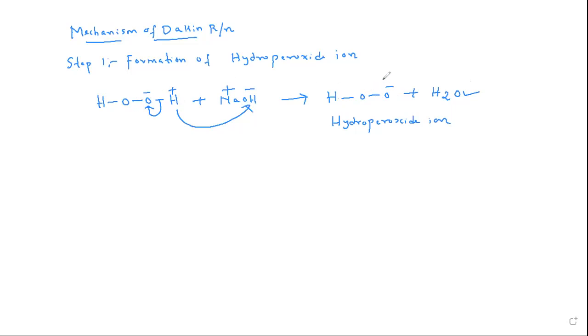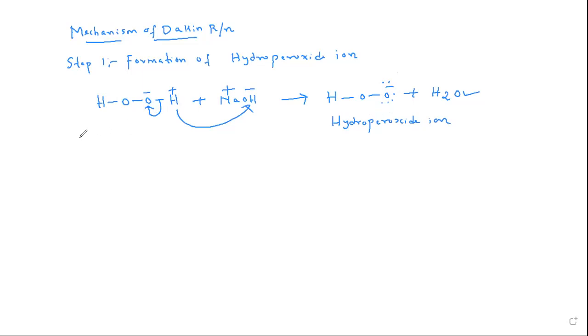Okay, so this oxygen is having negative charge. That means it contains 3 lone pair of electrons. But actually oxygen will have only 2 lone pair of electrons. But when the bond is broken between oxygen and hydrogen, these electrons also migrate towards oxygen atom. Therefore, oxygen will get 3 lone pair of electrons. So this is your hydroperoxide ion, which you got in step number 1.